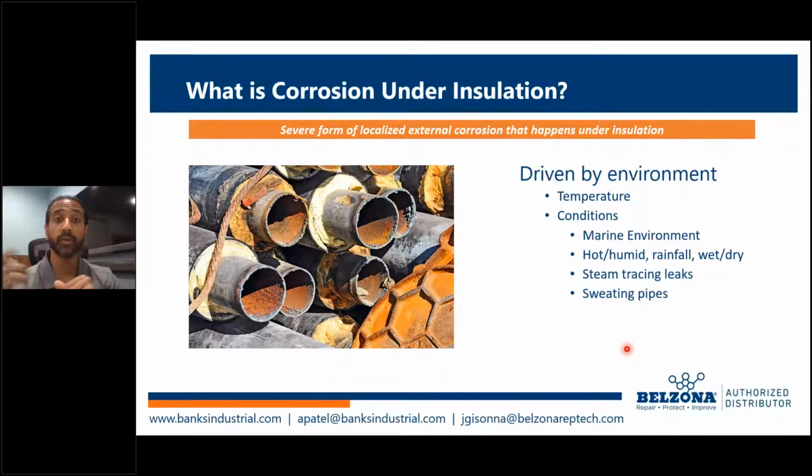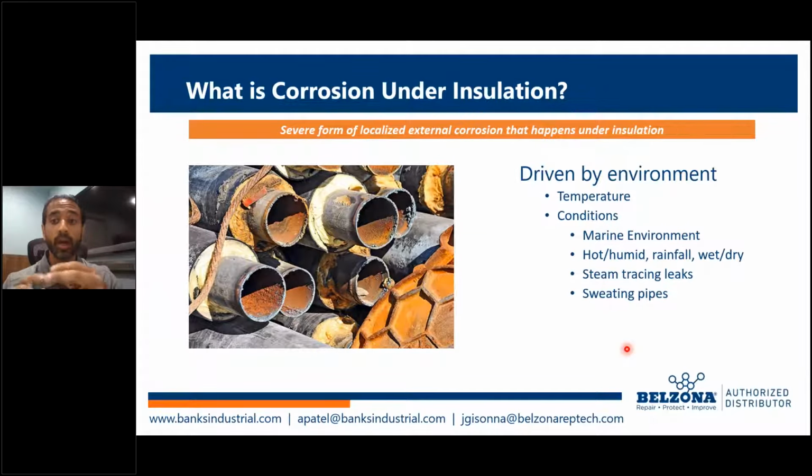So the first question is, what is corrosion under insulation? Put simply, it's a severe form of localized corrosion that happens under insulation, hence the name. And it's primarily driven by the environment in which your operating facility exists. When we talk about environment, 2 key areas: temperature, which is the temperature of the process going through the pipe or equipment, and conditions external to it.